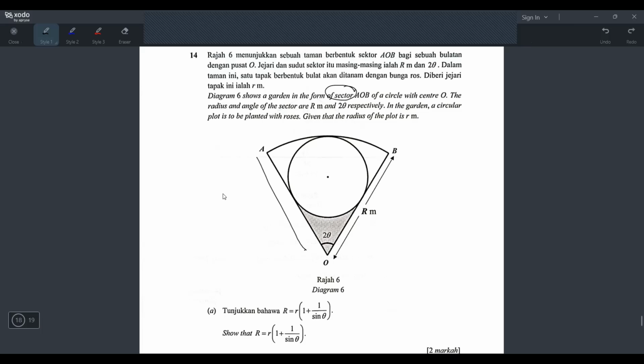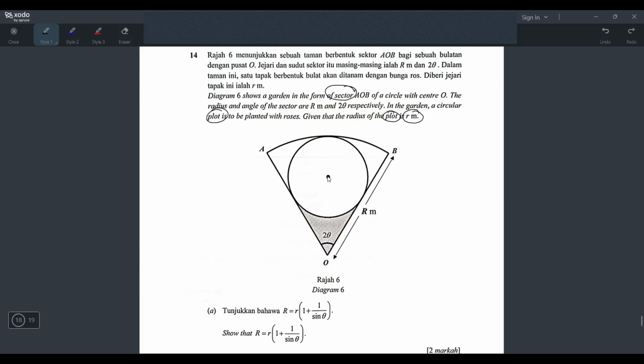Okay, O to A. Let's see what it says. The radius and angle of the sector are R meter and 2 theta respectively. So the radius is big R in meter and the angle is 2 theta. And then it says in the garden, a circular plot is to be planted with roses. So I think it's mentioning this one, right? The circular plot. So what happens to the plot? It's planted with roses. So only the circle here is roses, right? And then it says given that the radius of the plot is R meter. Plot means talking about the roses one. So the radius of this circle is R meter.